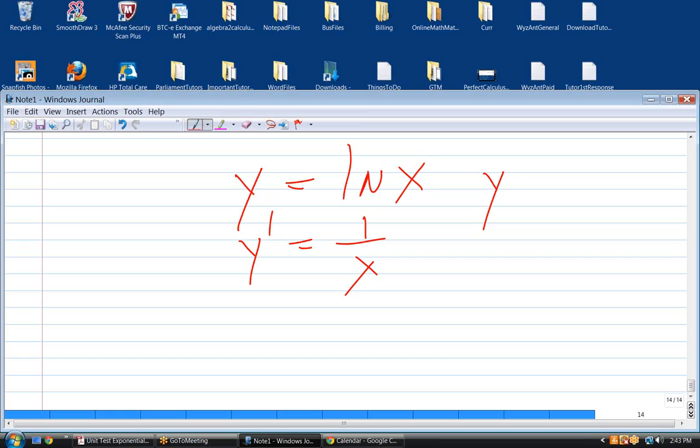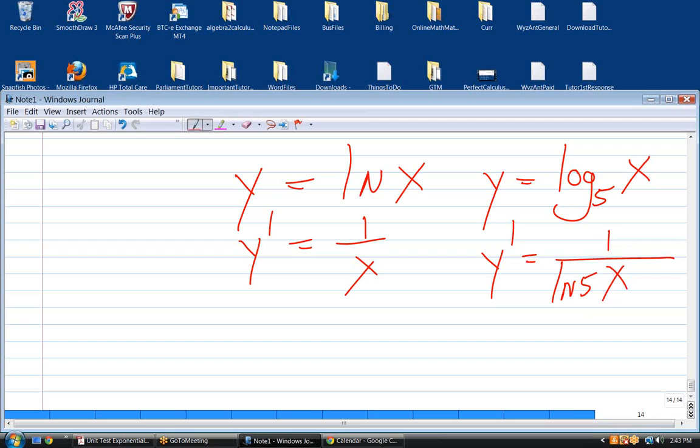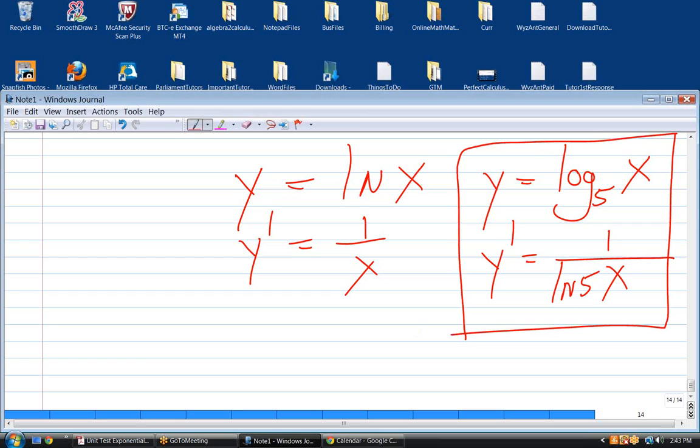If y equals log base 5 of x, what is y prime? Not sure. That's the one that I have a hard time remembering, because I don't work much in anything but natural log. Well, it's actually pretty easy. It's also 1 over x, but in the denominator goes natural log of 5. Oh. Okay? So you want to memorize that because you need it for problems like this.